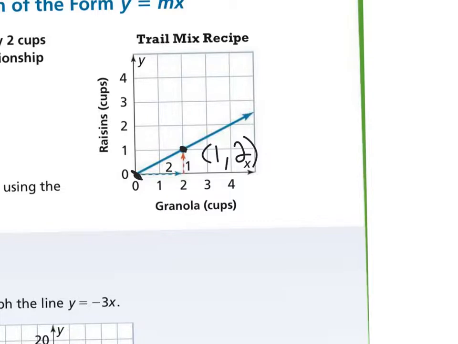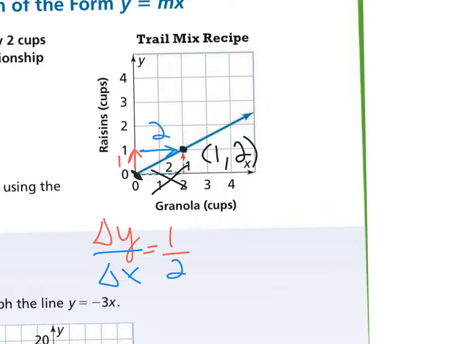By having a couple points then, we can use that to find the slope of the line. Slope, once again, is change in y over change in x. So our change in y here, we're going up 1. Our change in x, we're going over 2. So 1 over 2, 1/2 would be the slope of our line.